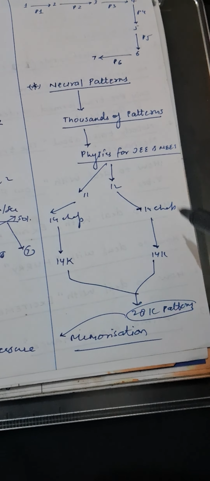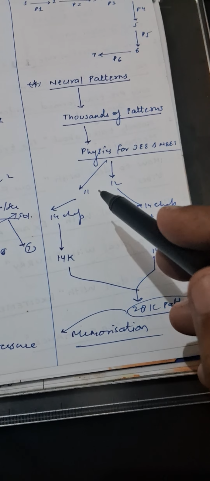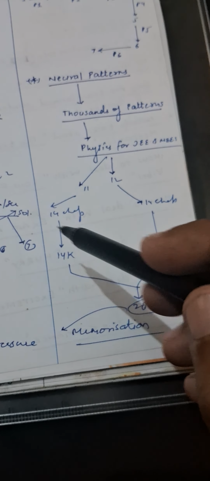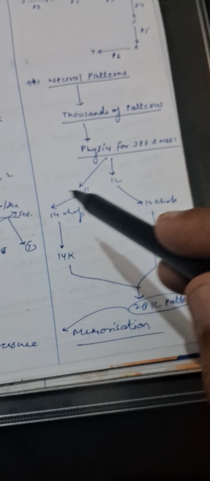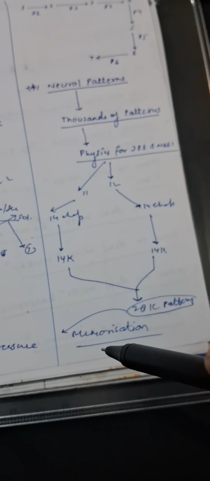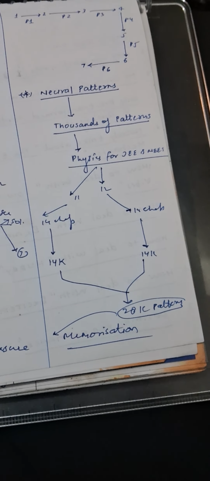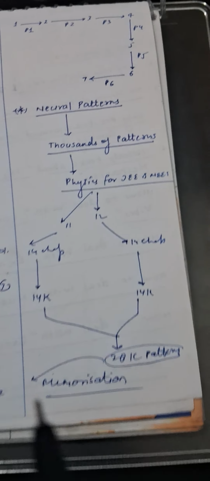As far as the neural patterns of a teacher are concerned, in class 11th, as per the JEE and NEET syllabus, there are 14 chapters. Similarly, in class 12th also 14 chapters. So per chapter, there are about 1000 neural patterns. So there are a total of 28K patterns, and these are to be memorized. Obviously, if you don't remember the pattern, then you won't be able to solve the question.